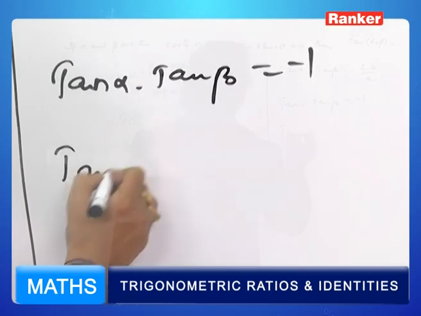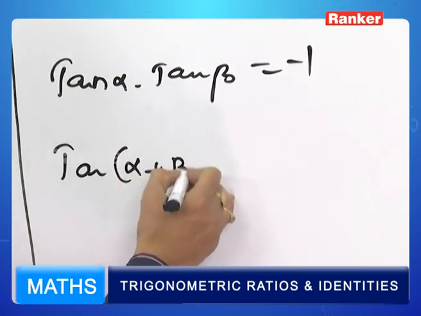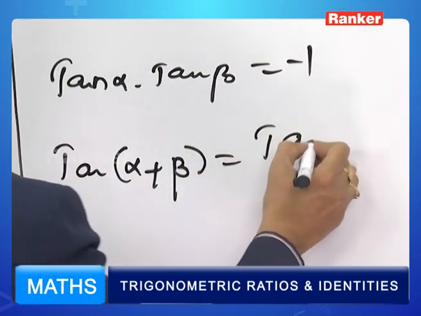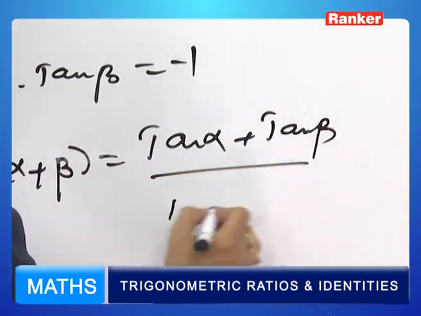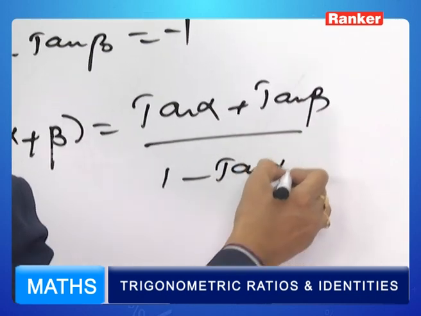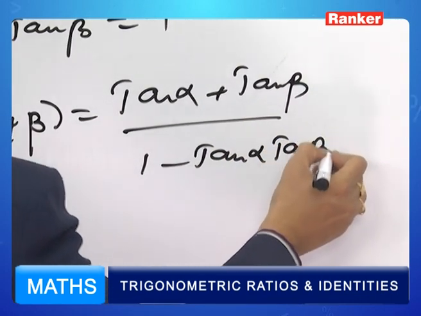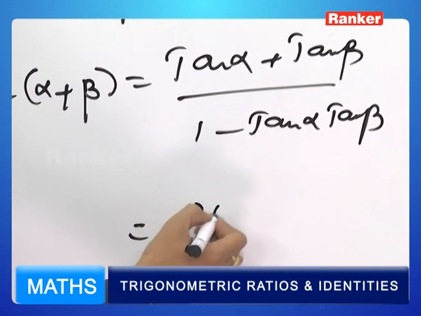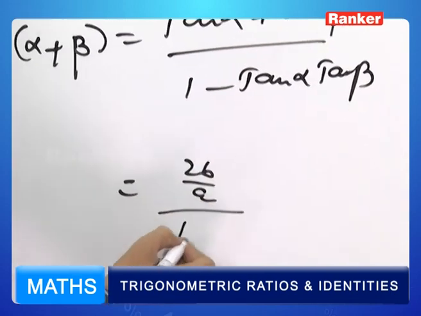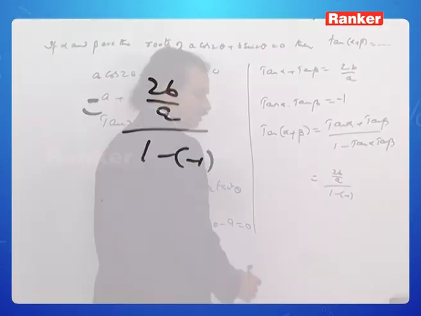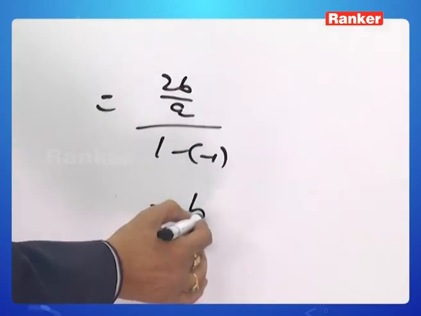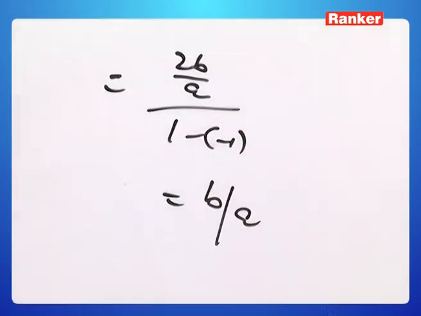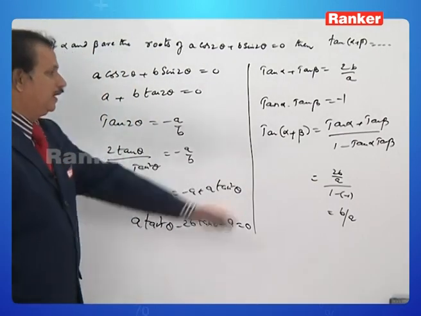But what is required here? Tan of alpha plus beta. What is tan alpha plus beta? Tan alpha plus tan beta by 1 minus tan alpha tan beta. What is tan alpha plus tan beta? 2b by a. What is tan alpha tan beta? Minus 1. 1 minus of minus 1 is 2. 2 and 2 go away, leaving you b by a. What is tan alpha plus beta? It is b by a.